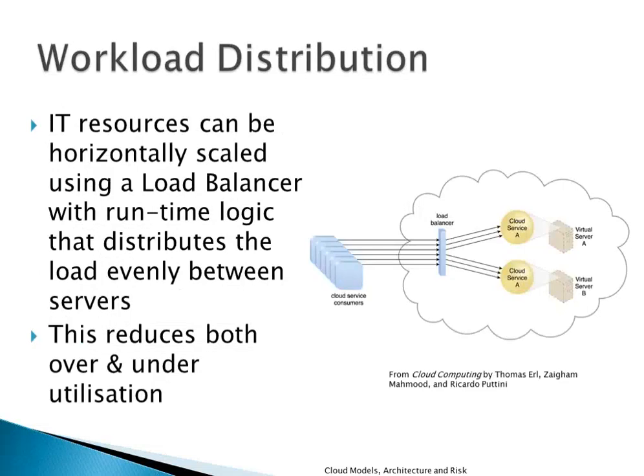So we'll start off straight off with the basic one, workload distribution, also known as load balancing, right? And so here what we're looking at is horizontally scaling our resources, right? So we're going to horizontally scale out using a load balancer that has some runtime logic involved in it that distributes the load evenly between the servers. So the idea here is to maximize utilization. We don't want underutilization of one server and overutilization of another. We want to balance it across the server pool, the farm, so that we get an even distribution.